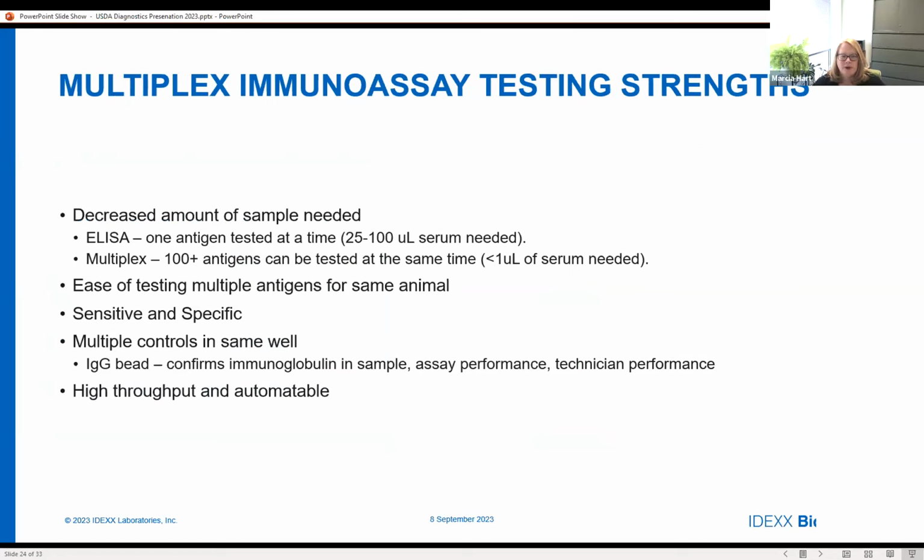It's sensitive and specific. You can have multiple controls in the same well, which allows you to know, do I have enough immunoglobulin in the sample? Do I have great assay performance? Did I have good technician performance? Again, it just allows you to have greater control over the quality of the samples and the testing. And then you can do high throughput and automatable. So we can really run these through the lab quite quickly, which is great because then we can get the results out to clients more rapidly.